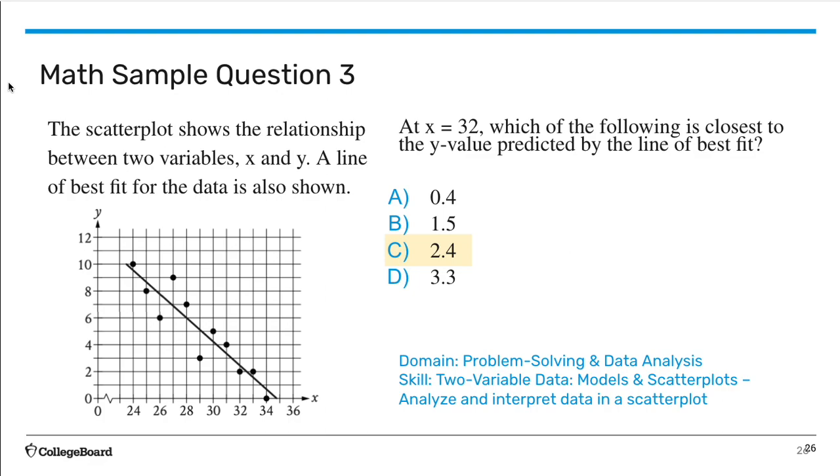Choice B is incorrect because this is the y value predicted by the line of best fit at x equals 31 rather than at x equals 32. And choice D is incorrect. This is the y value predicted by the line of best fit at x equals 33 rather than x equals 32.